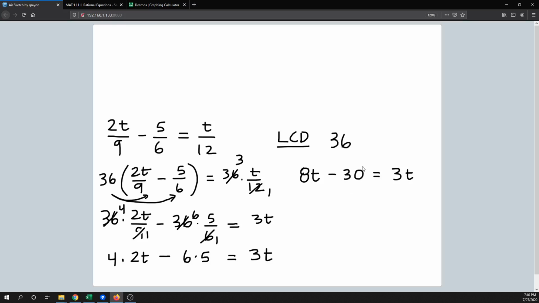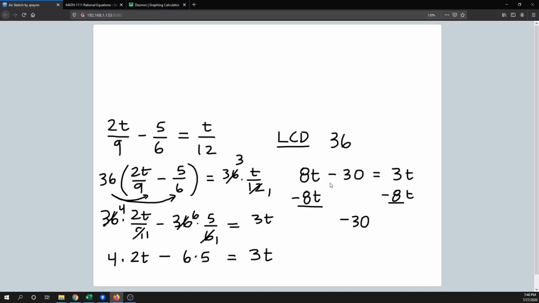So here, this minus 30, it's already on the left side, and it's the only one. So to me, the easiest thing to do is to subtract 8t from both sides. Now, you don't have to do it that way. As long as you stick with the rules of the addition principle and the multiplication principle, there are other ways to do it.